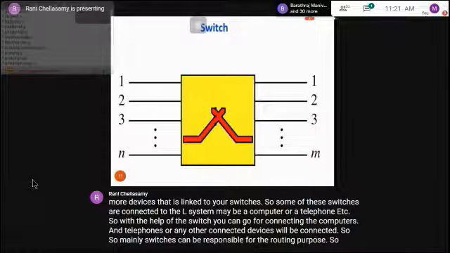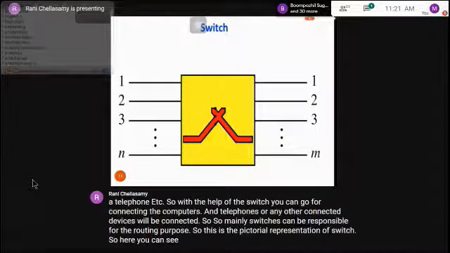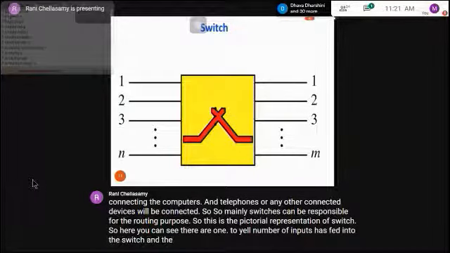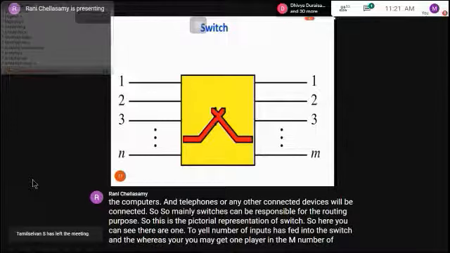This is the pictorial representation of a switch. Here you can see there are 1 to n inputs fed into the switch, and you may get 1 to m outputs.